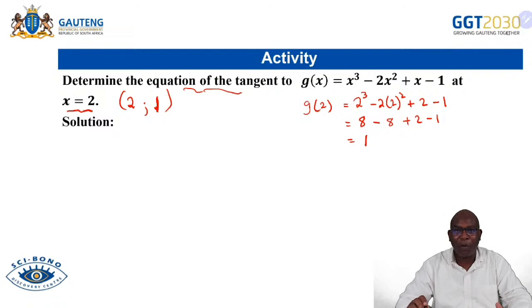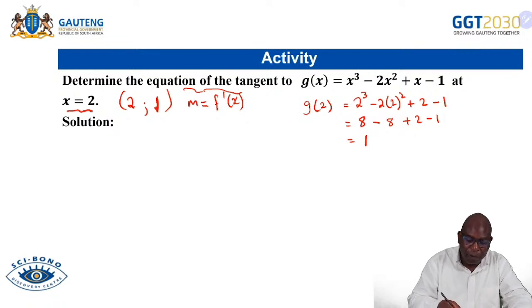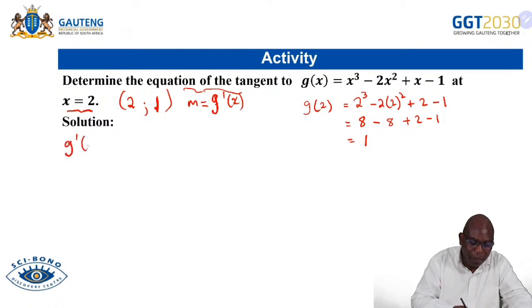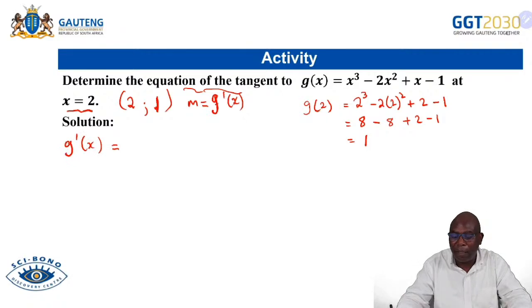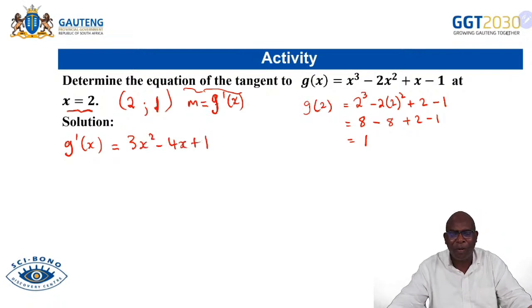What is missing now? What is missing is my gradient. So if I've got a point, now I need a gradient. Now how do I get a gradient? Gradient is the same as this. So then I'm going to derive. So in this case it is g. Alright. So I'm going to say g prime of x. Then I'm going to have 3x squared minus 4x plus 1. By now you know how to differentiate. The derivative of a constant is 0.